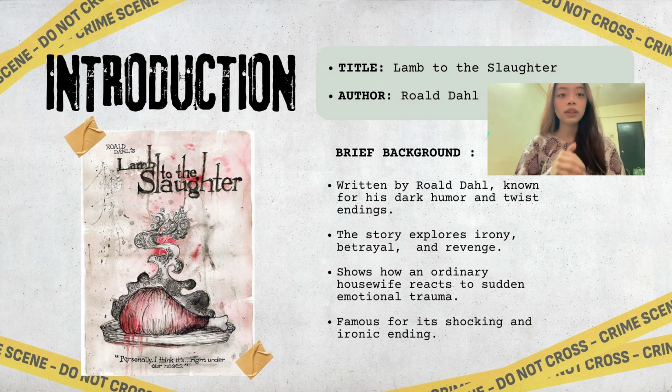Okay, so now I will tell you about the title, author, and the background of our short story. The title is Lamb to the Slaughter, and the author is Roald Dahl. It was published in 1953. Roald Dahl is an author famous for his stories with dark humor and surprise endings. This story also focuses on betrayal and revenge within marriage.